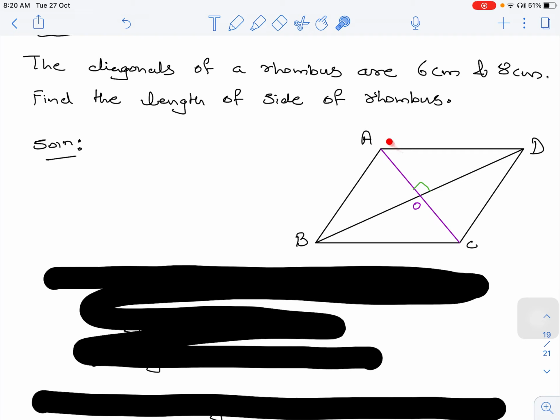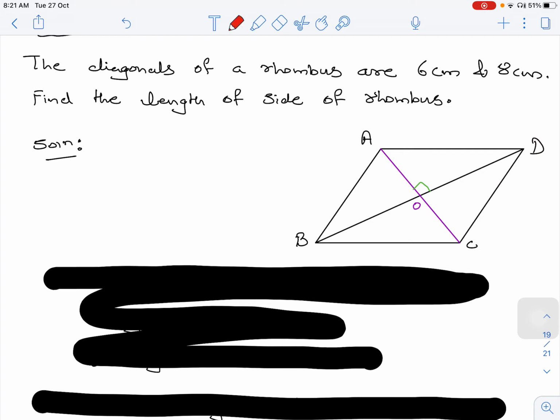If the full diagonal AC is 6 centimeter, then AO will be what? It will be half of AC. So AO should be how much? 3 centimeter, and OC should also be 3 centimeter. Similarly, if we consider that this diagonal BD is 8 centimeter, then OB will be what? Half of BD, that will be 4, and here this one will also be 4.